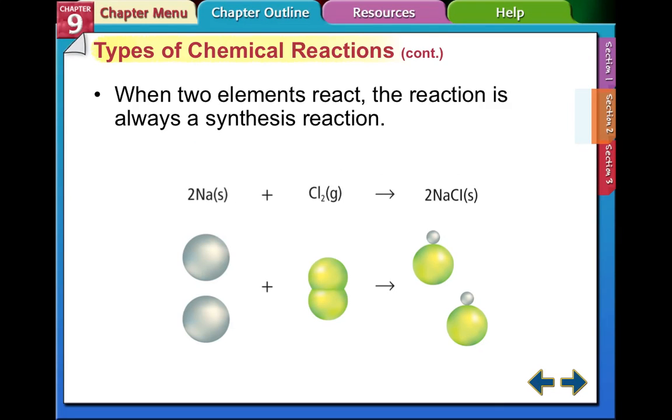Here is an example of a synthesis reaction. You have 2 elements, sodium and chlorine, and this up here is a balanced equation. Every time you see an equation now, you should look at it and make sure it's balanced first. But we are taking sodium and chlorine and putting them together to make one product. So this is a synthesis reaction.